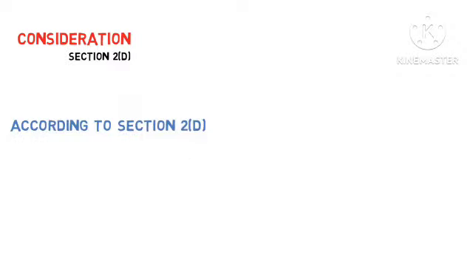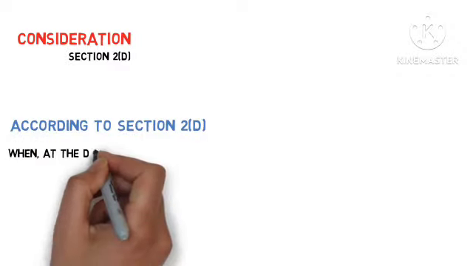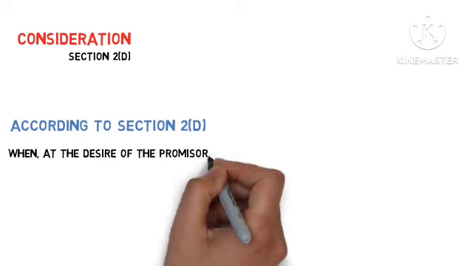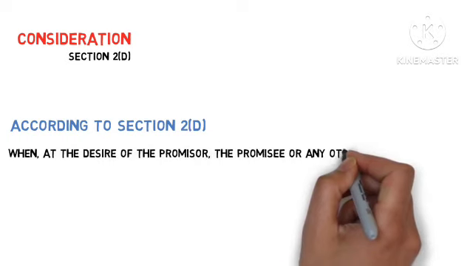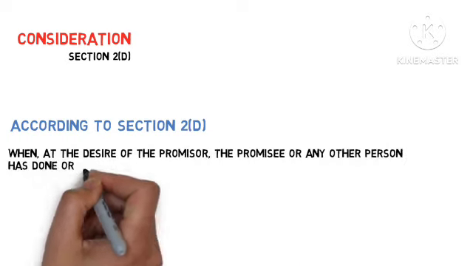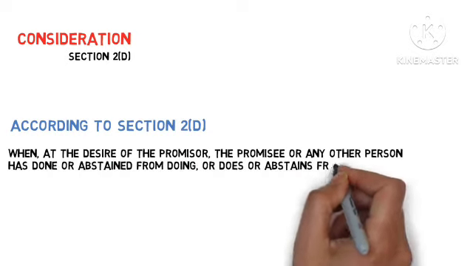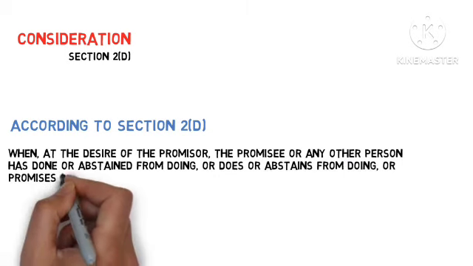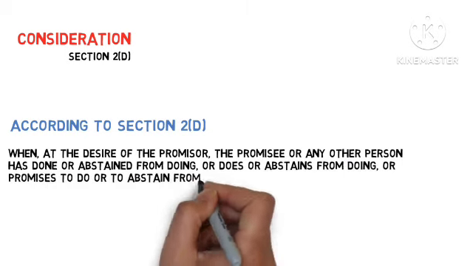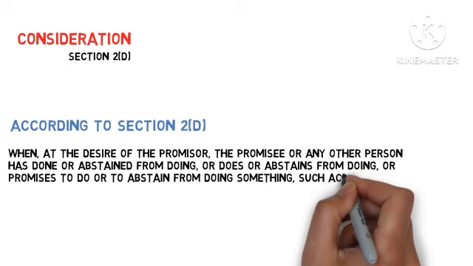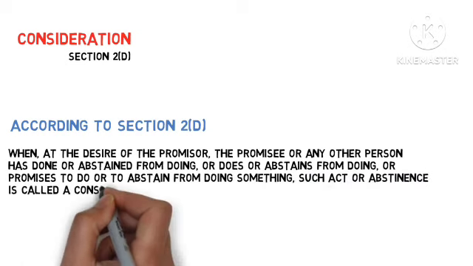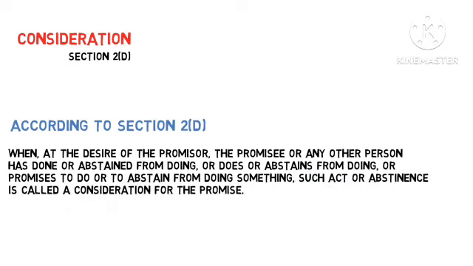Now let's move to consideration. Consideration is defined under Section 2(d). According to Section 2(d), when at the desire of the promisor, the promisee or any other person has done or abstained from doing, or does or abstains from doing, or promises to do or abstain from doing something, such act or abstinence is called a consideration for the promise.